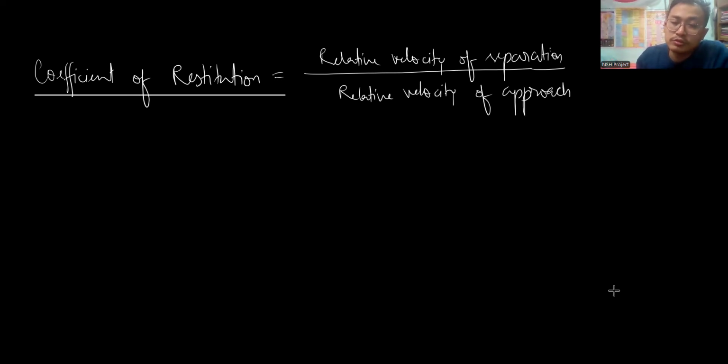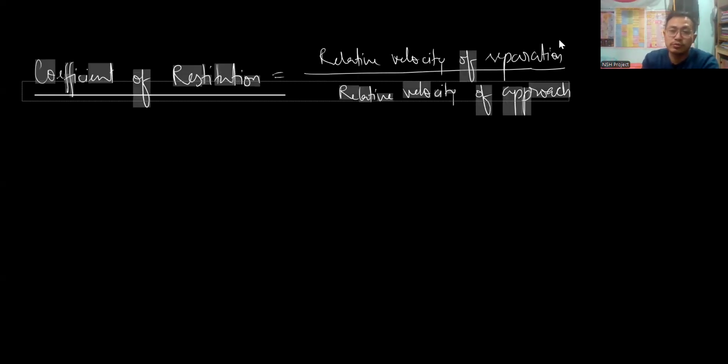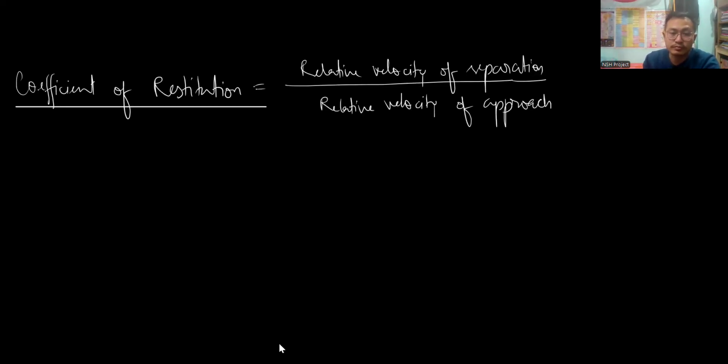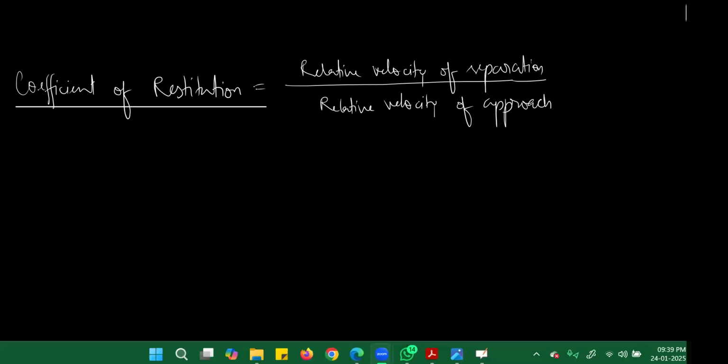Sir, which one is it, separation by approach? Lakshmi, tabra, thongba tabra. Sir, tie. Tie, sir. Okay, fine.